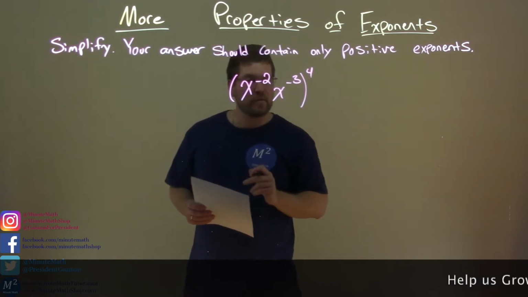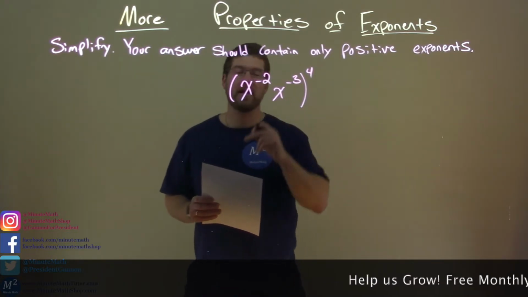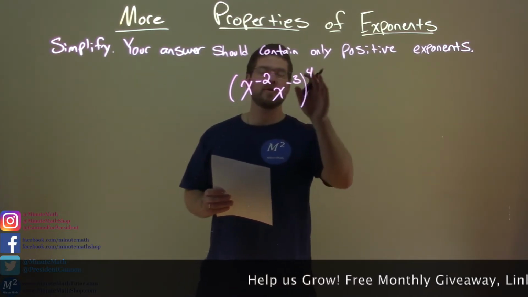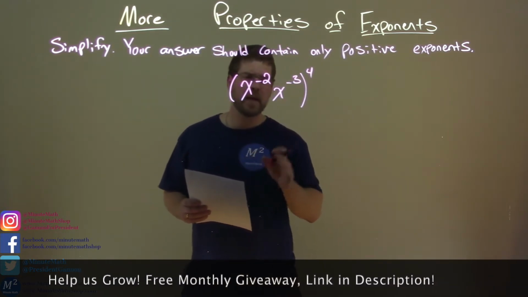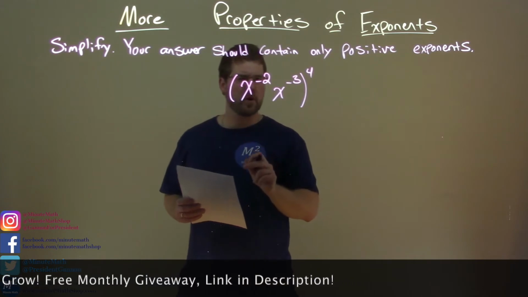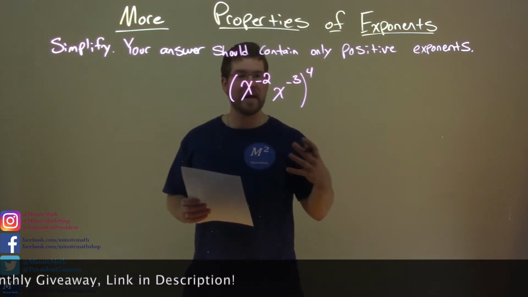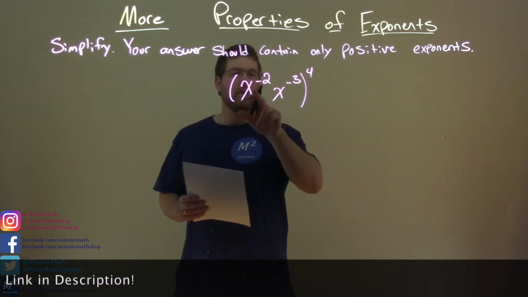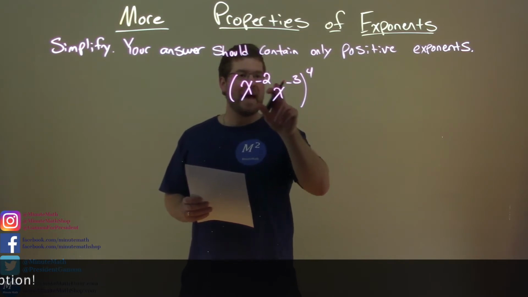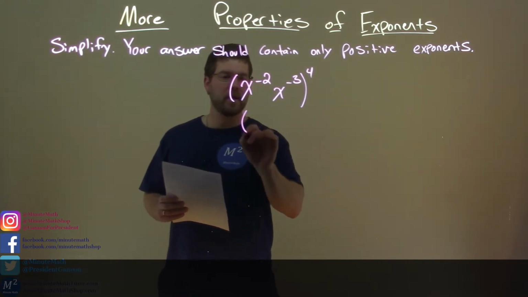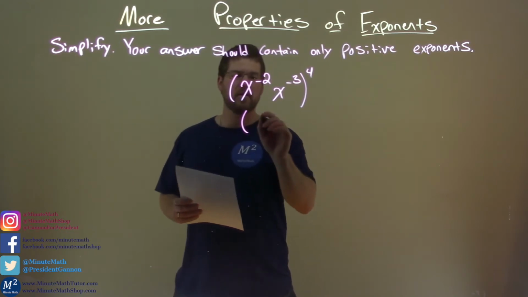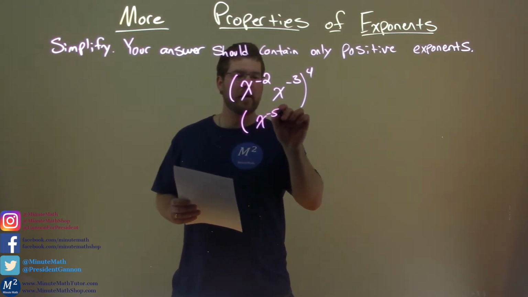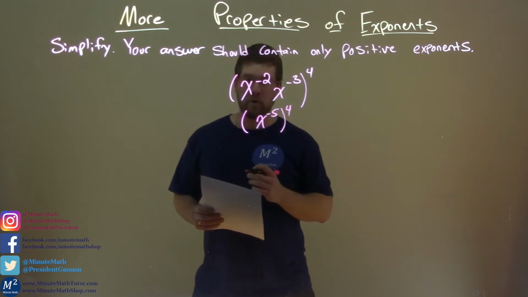x to the negative 2 power times x to the negative third power, all to the fourth power. So what do I want to do? Inside my parentheses, first, let's simplify that. We have the same base, we can combine that. When we multiply the same base, we add the exponents. So, negative 2 plus a negative 3 is a negative 5. So we have x to the negative 5 power, all to the fourth power.